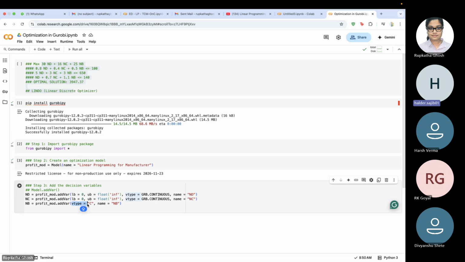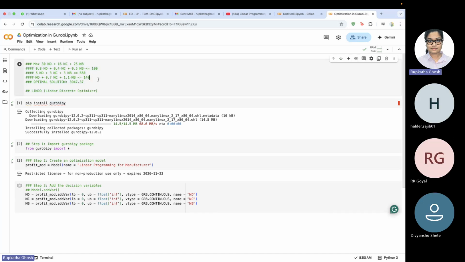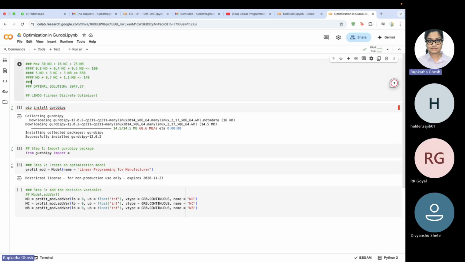Can you tell me when to use GRB.CONTINUOUS and GRB.BINARY? GRB.BINARY we use only when your decision variable can be 0 or 1, as the name suggests. If you see this model, we actually have all non-negativity restrictions. So ND, NB and NC can be greater than or equal to 0. That's it. These can be anything, basically.